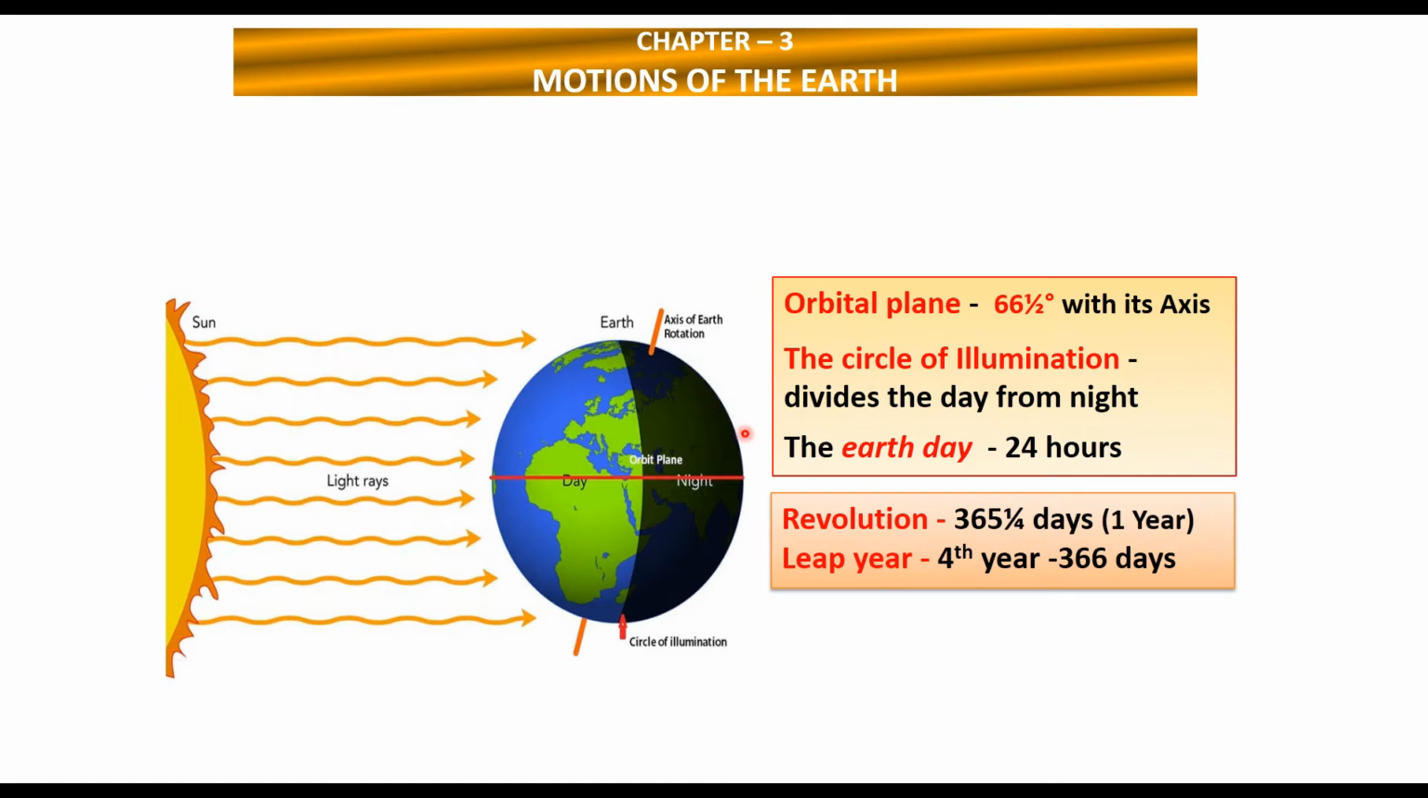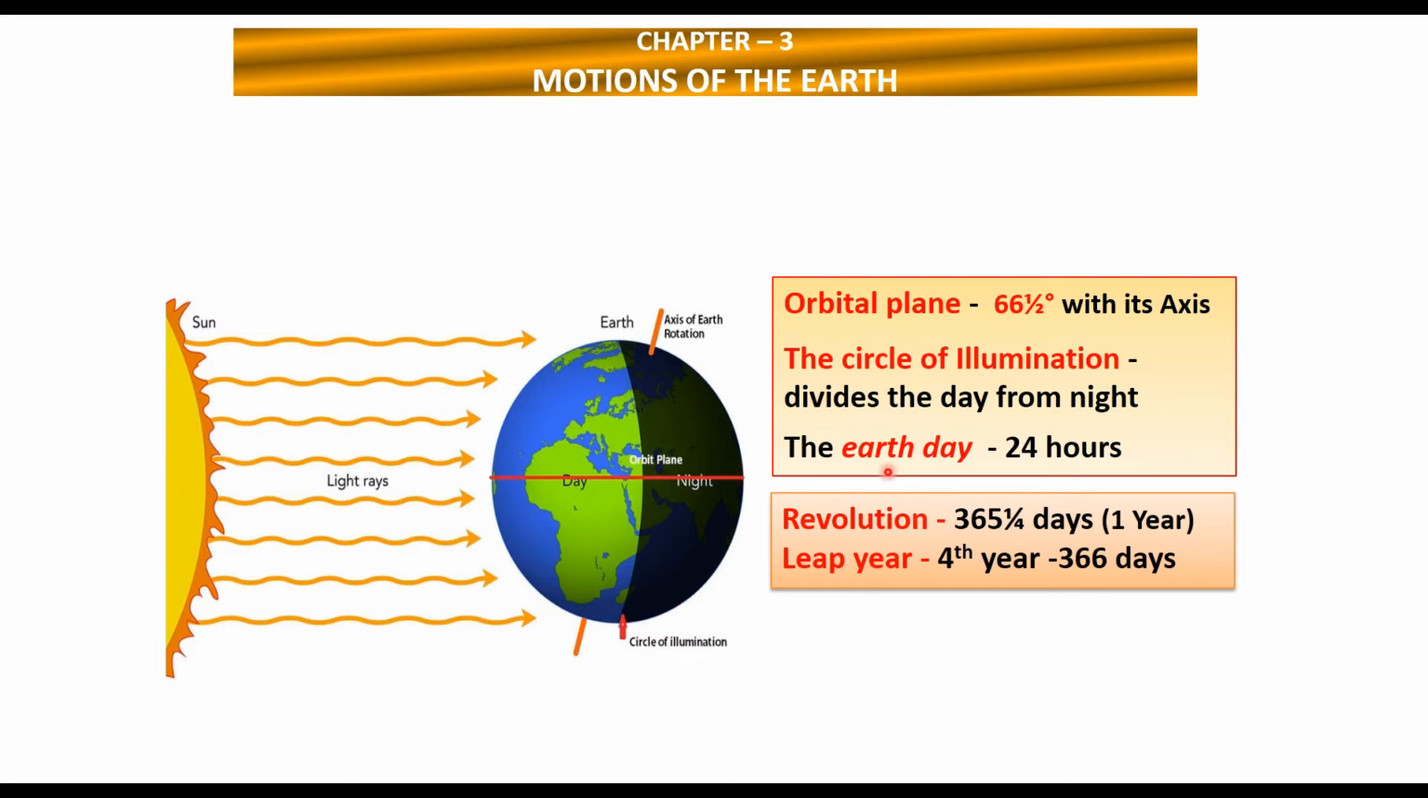We know earth has a spherical shape or geoid shape. Due to this shape, only the half portion of it gets sunlight. So the portion facing the sun has day and the other half has night. Now the circle dividing the half with day and the half with night is known as circle of illumination.